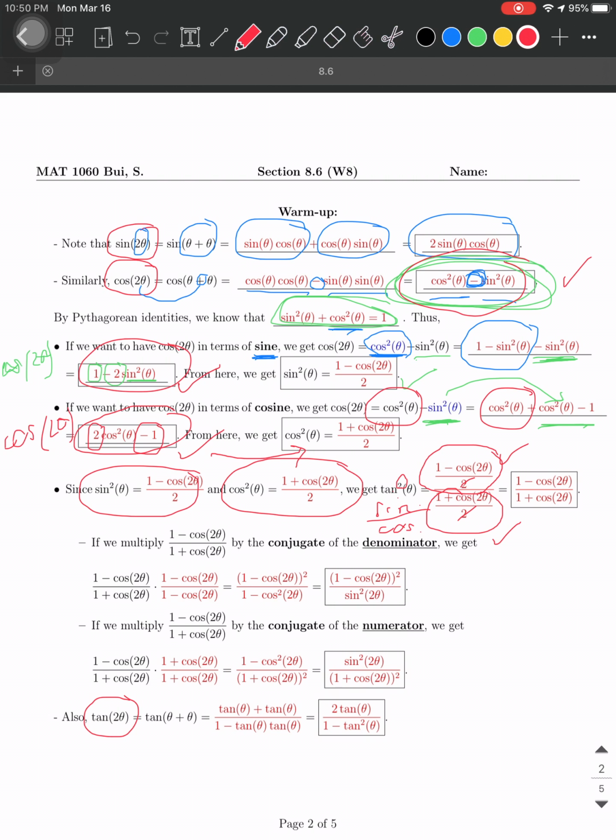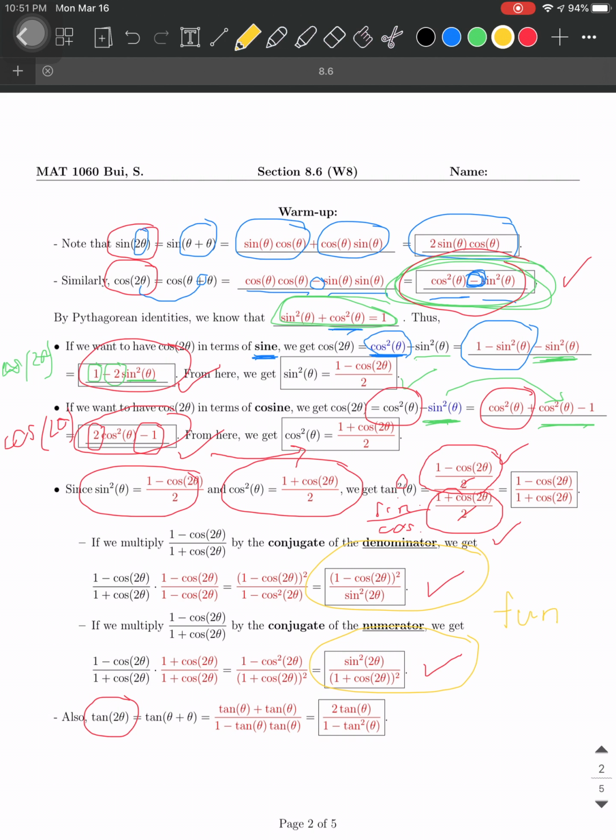And the next bullet point, if we multiply the fraction that we currently have by the conjugate of the denominator, we will end up having something else. And we do the same thing, but this one, we're going to multiply by the conjugate of the numerator, which is the top, and then we're getting something else also. So for this formula right here and this formula right here, you guys will not have it on a test, so don't even try to memorize it. It's just going to be for fun, okay? So this is just for fun.